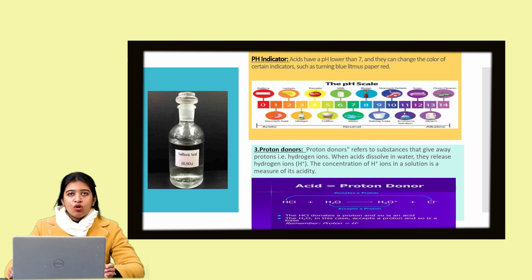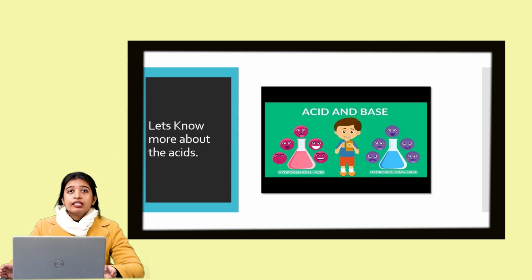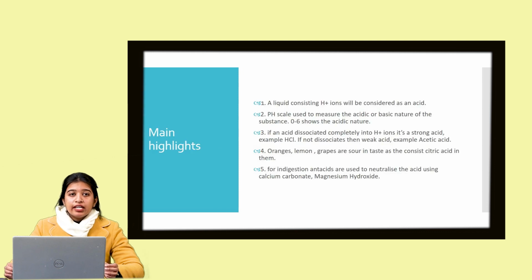So the main highlights or key points of this are: a liquid which consists of H+ ions is considered an acid, and on the pH scale from 0 to 6 it shows acidic nature. If an acid dissociates completely in water, it is considered a strong acid, and if it does not dissociate completely, it is considered a weak acid, for example acetic acid.